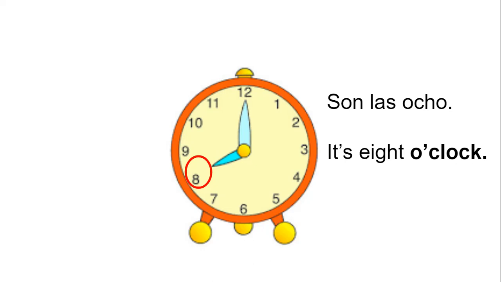Repeat with me. It's 8 o'clock. First we say the number and then we say o'clock. Remember, we look at the small hand to see the hour.